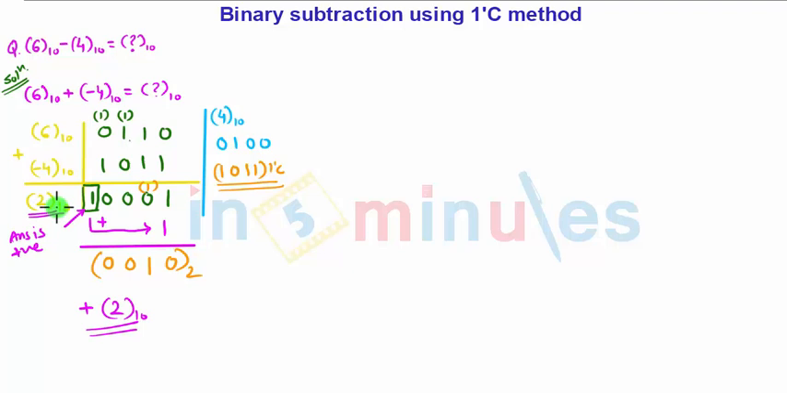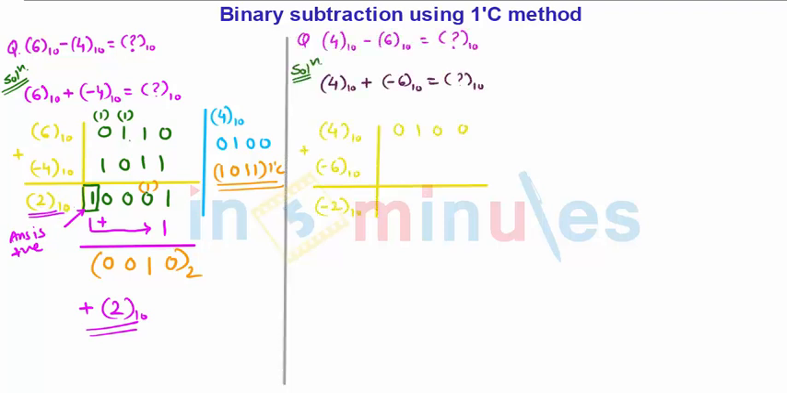Now let us move to the next example, where we will find out with the help of the ones complement method what to do when the answer is negative. That is nothing but the second rule of the ones complement method. So here we'll use the same example, but now we will subtract 6 from 4 and see what the answer is.